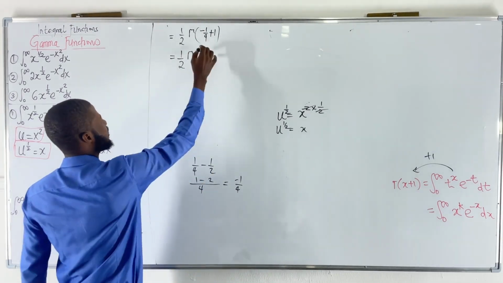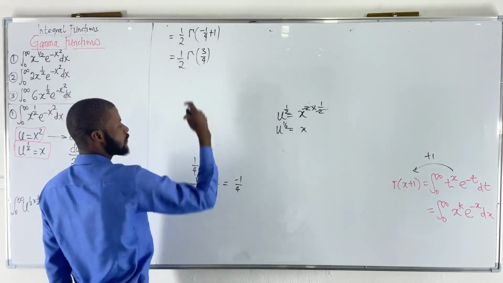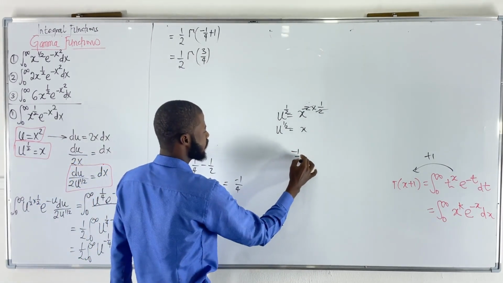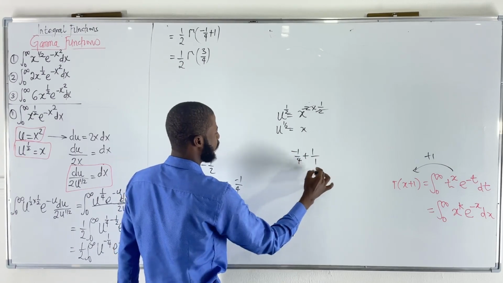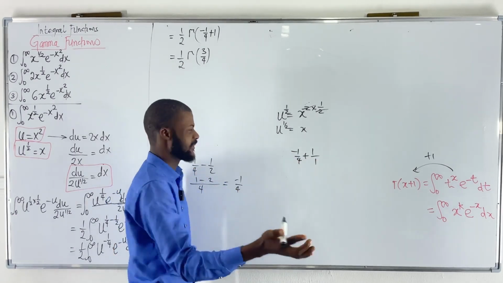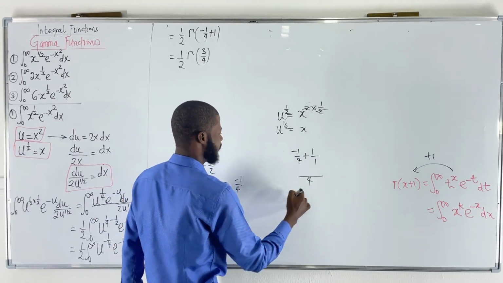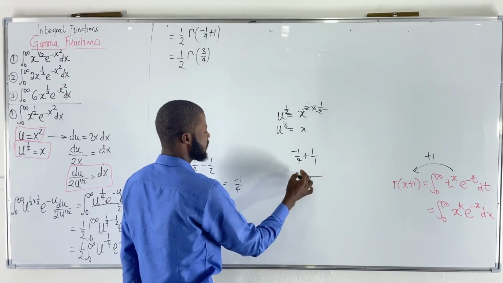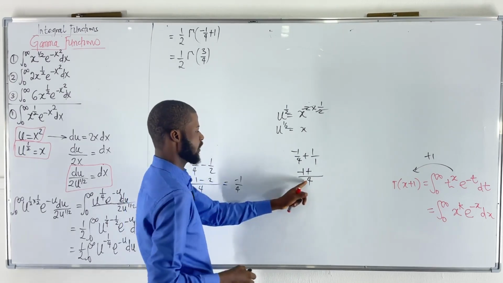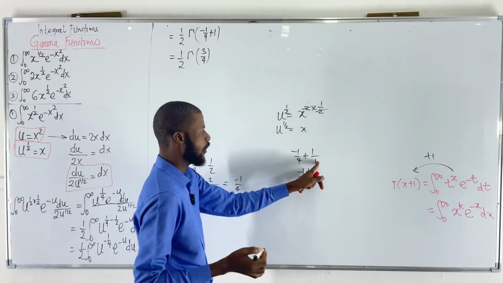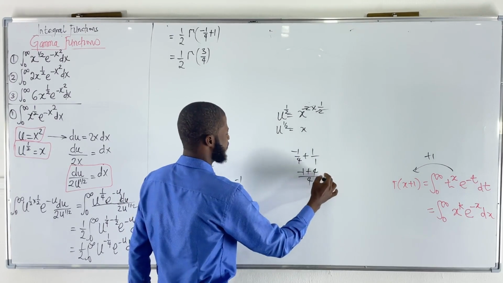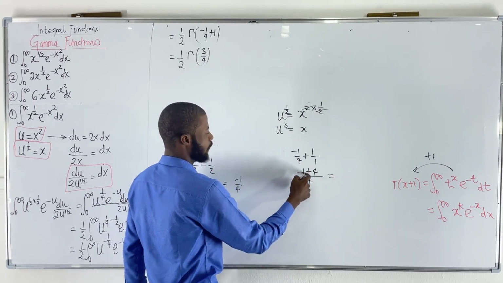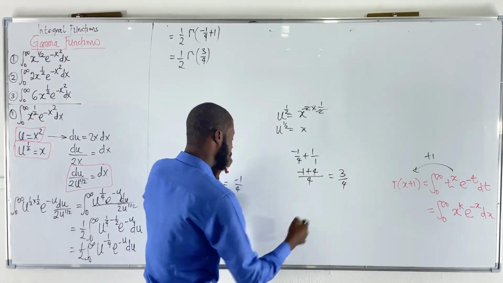That's 3 over 4. Now how did I get that? Minus 1 over 4 plus 1 over 1, because 1 over 1 is still the same thing as 1. Then the LCM here is 4. 4 divided by 4, that's 1. 1 times minus 1 is minus 1. Plus 4 divided by 1, that's 4, times the 1 on top, that's 4. So minus 1 plus 4, that's 3 over 4.